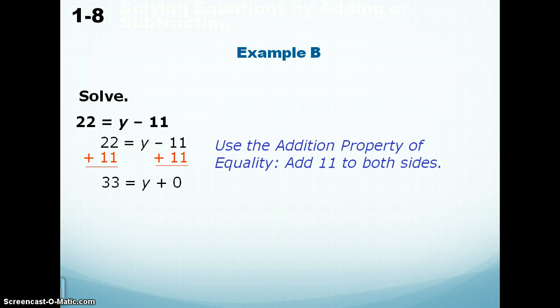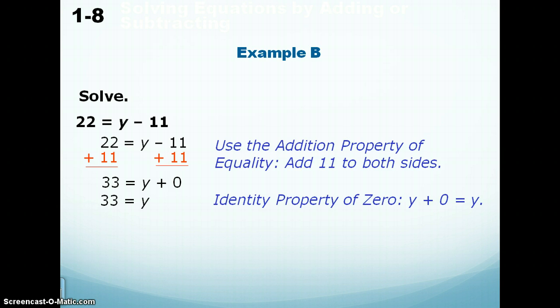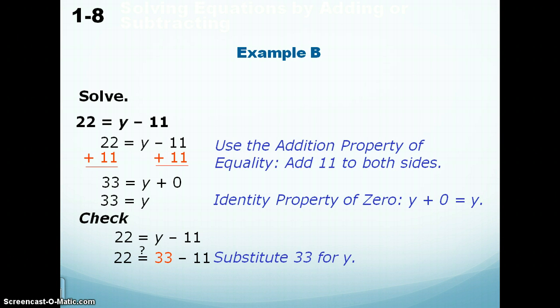Negative 11 and positive 11, if you focus on the signs here, would give us 0. Again, y plus 0 because of the identity property is just y. And this could be rewritten as y equals 33. Let's check our work. Substitute 33 back in for y. 33 minus 11 is 22.